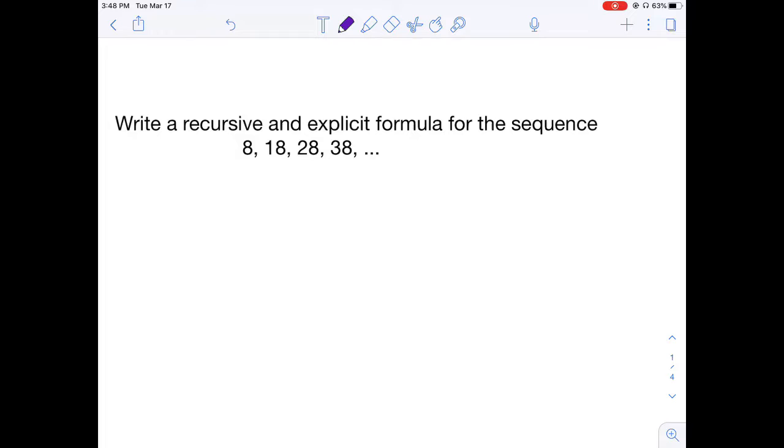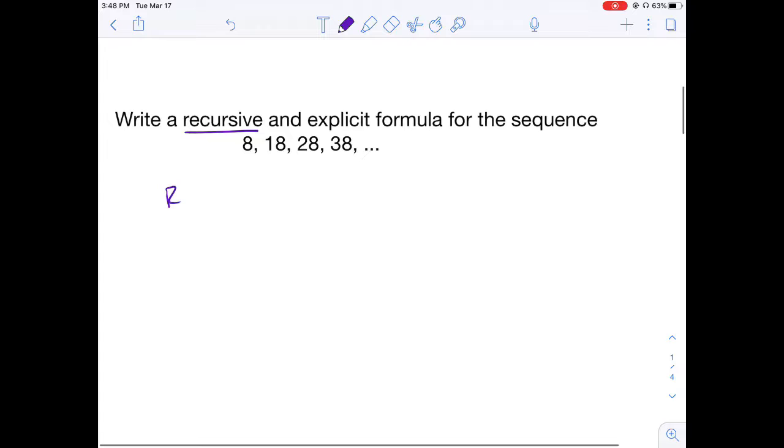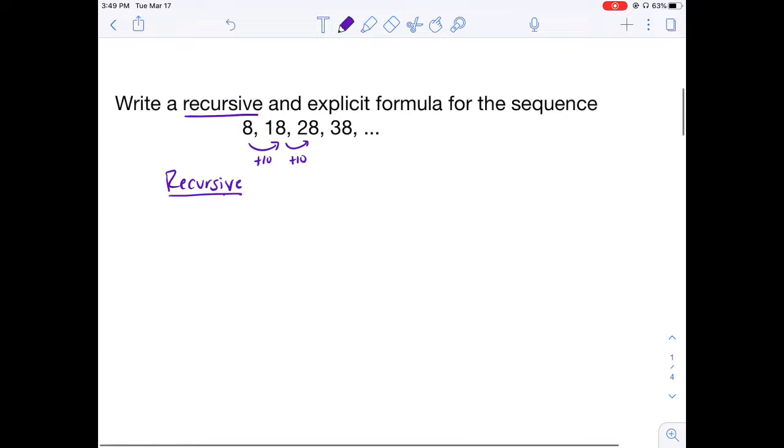For the recursive formula, remember the recursive formula goes with the previous term. So really, we just need to first start by figuring out the pattern. What's happening? Well, to go from 8 to 18, you want to think about, did we multiply or did we add something? I can't necessarily think of something that we multiplied by, but I can see that we added 10 to get from 8 to 18. We added 10 to get to 28, same to get to 38. So my guess is we would keep going by adding 10.